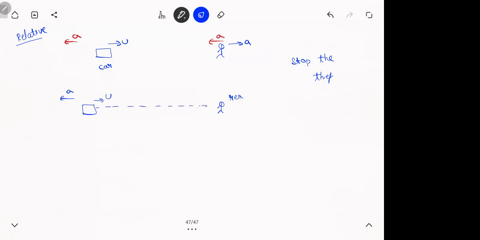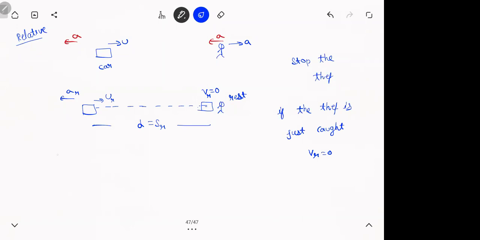Now, if you just want to catch the thief, means what? The car will come here and its speed becomes 0. This is V relative, U relative, A relative. If the thief is just caught, V relative is 0, meaning the car will just come to him and stop. He will think the car just came there and stopped. And this distance will be D, which is S relative.